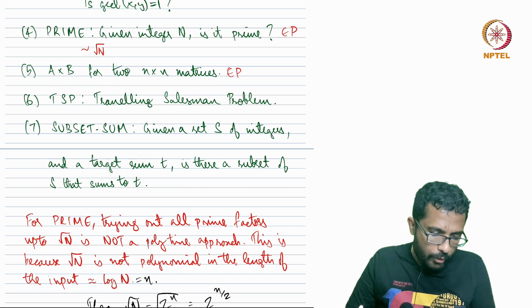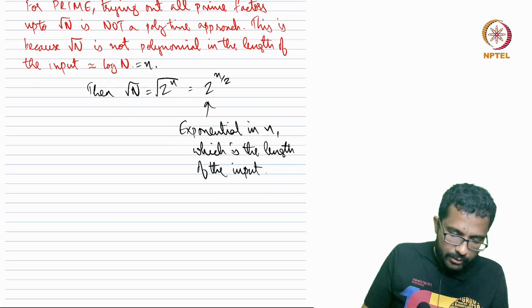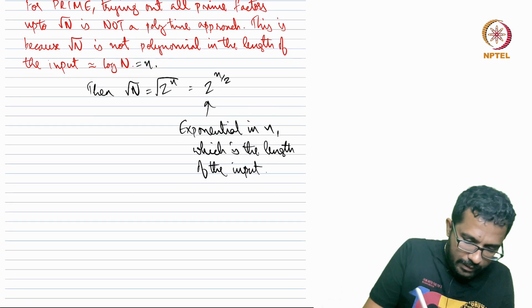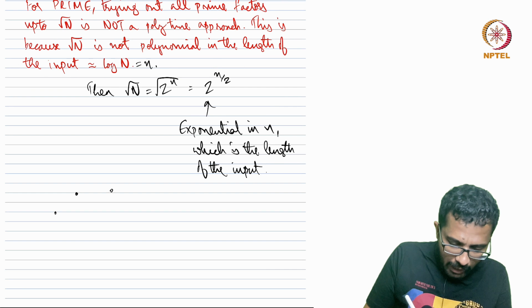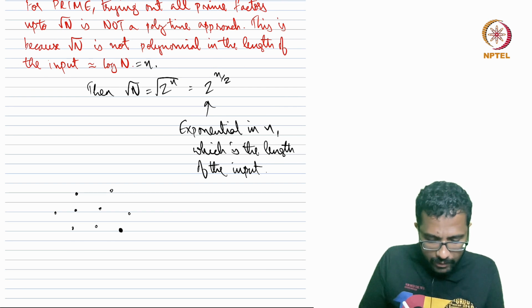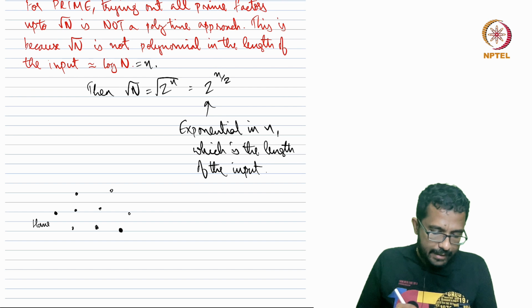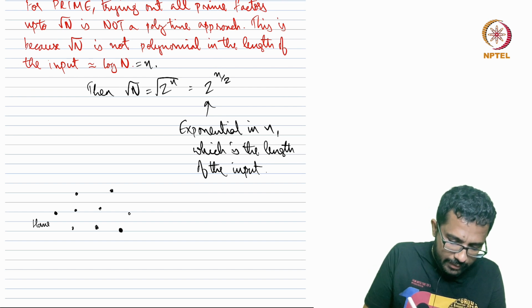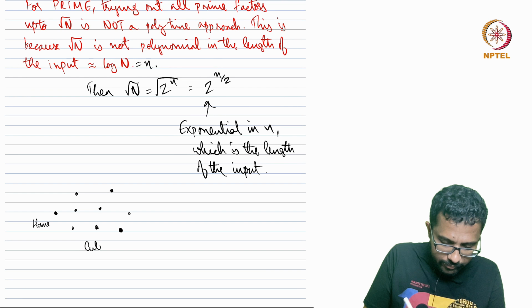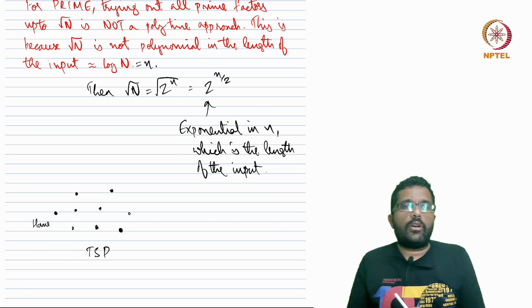So finally, we have two more problems. One is TSP, the traveling salesman problem. Maybe I'll just briefly describe it. It's like this: given a map, let's say you are a salesman and you are starting from some node, let's say this one, this is like home. Your goal is to visit all these cities. So these dots are cities. This is the traveling salesman problem, sometimes called TSP.